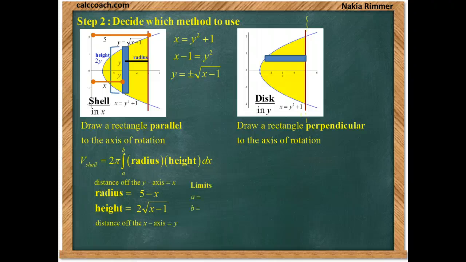Okay. Lastly, we can get the limits of integration. There's a low point of x equals 1 and a high point of x equals 5, and so that would be the setup if we wanted to do this in shell. But let's look at disk.